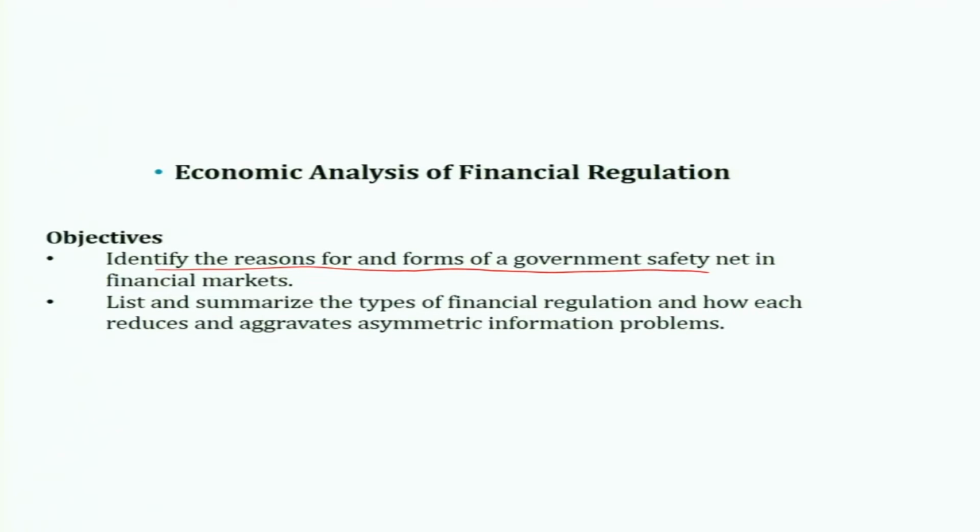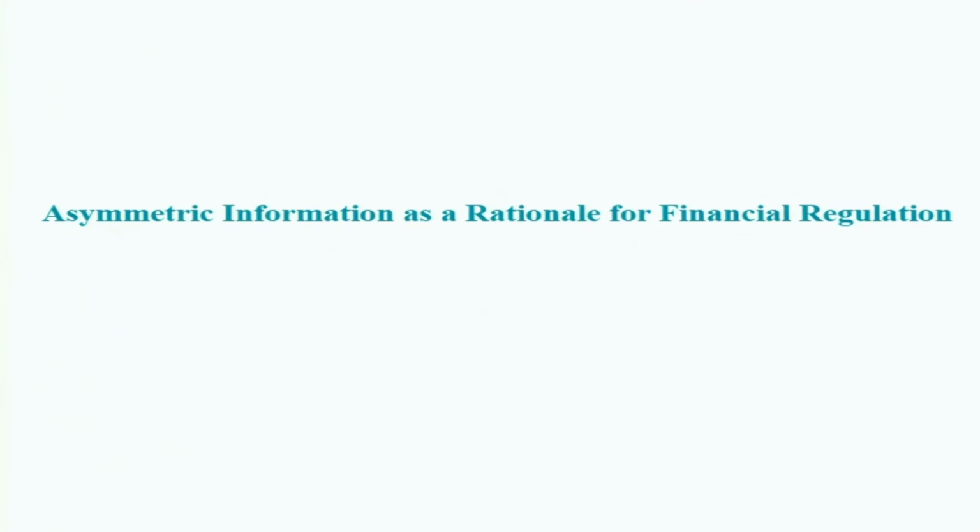What we are going to see is that a government safety net is important in financial markets, because ensuring a sound financial system is very much necessary for ensuring a sound economic system as well. But at the same time, we will see how a government safety net itself can reduce the efficiency of the financial system. Subsequently we will list and summarize the types of financial regulation and how they both reduce and aggravate the asymmetric information problem in the financial market. So let's begin one by one.